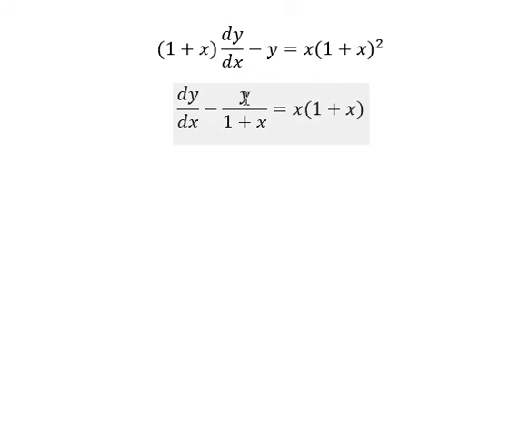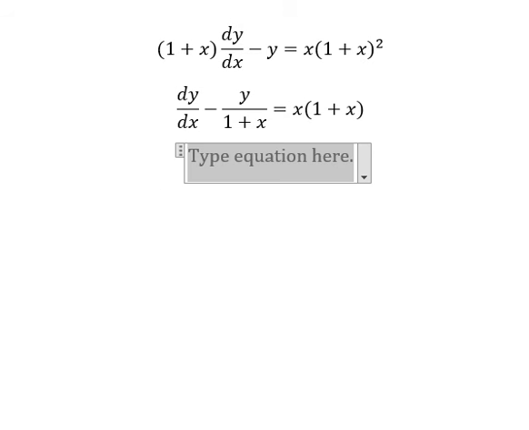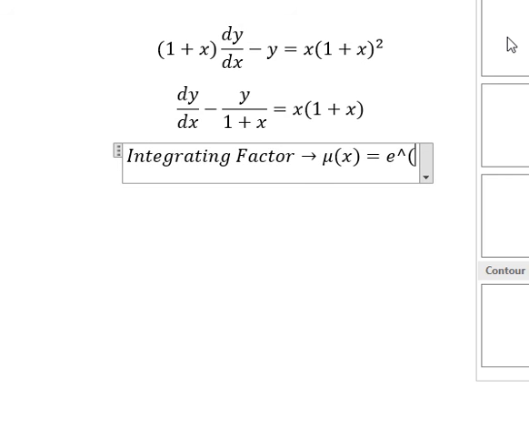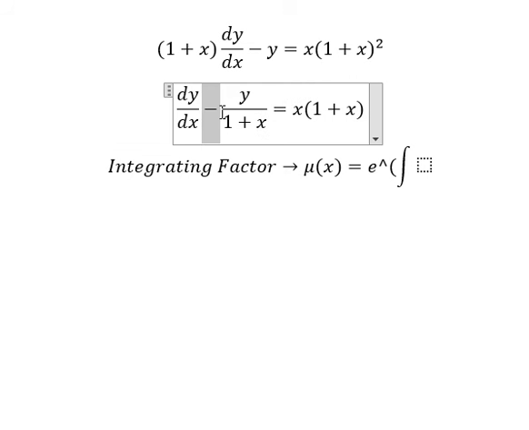Now we have y and the first derivative of y, so we can use an integrating factor. So I need to put mu s equals e to the power of the integration. We see that negative 1 over 1 plus s next to y is the integrating factor in here.